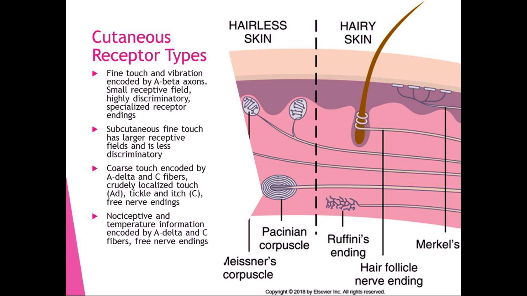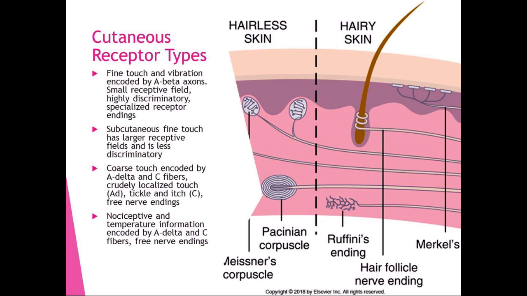Tickle and itch are transmitted by C fibers, by free nerve endings. A lot of times tickle and itch are kind of uncomfortable sensations, so you can think of it that way: the uncomfortable sensations go more with the C fibers. And if they get extreme, where it feels like a threat, then that is nociceptive information. So A delta does crudely localized touch, and C fibers do tickle and itch.